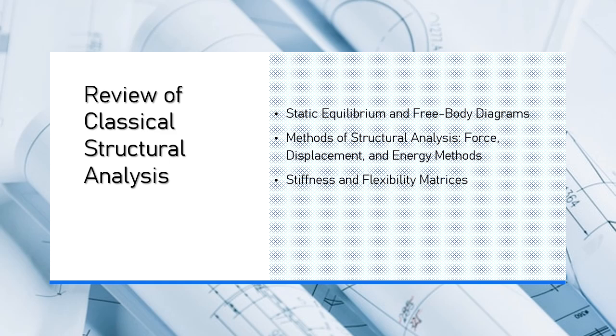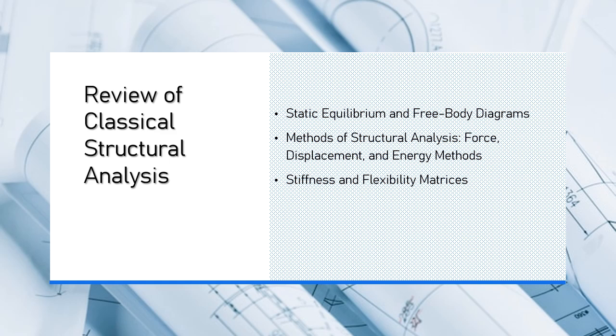Formulation. For a simple 1D structural element, like a beam, the stiffness matrix can be derived from the material properties and geometry of the element. For a beam under axial load, the stiffness matrix might look like this: K equals EA over L, where E is the Young's modulus, a material property, A is the cross-sectional area, and L is the length of the element.